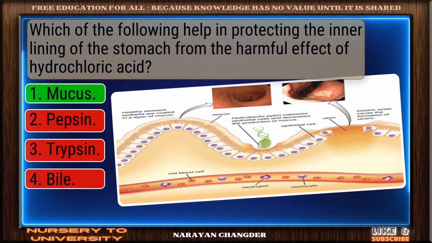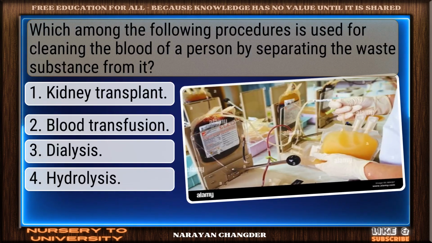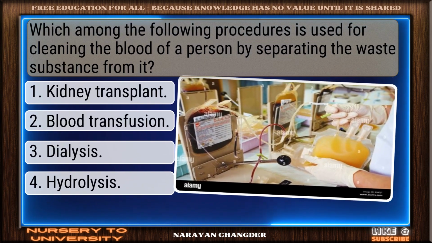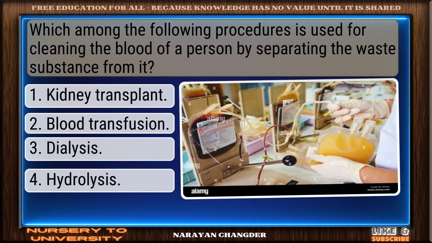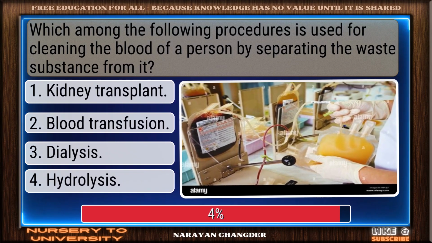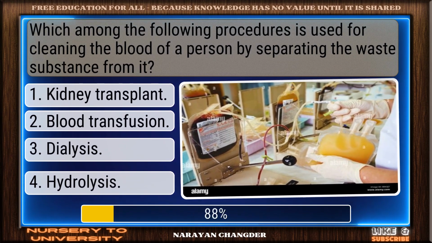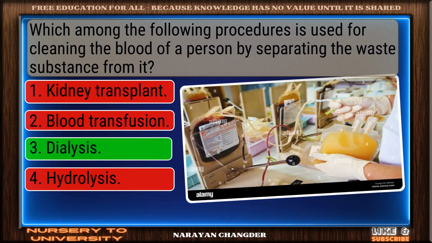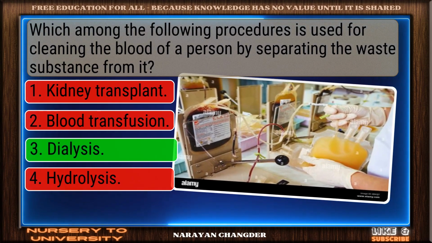Strong choice. Mucus is right. Which among the following procedures is used for cleaning the blood of a person by separating the waste substance from it? Good thinking. Dialysis is right.